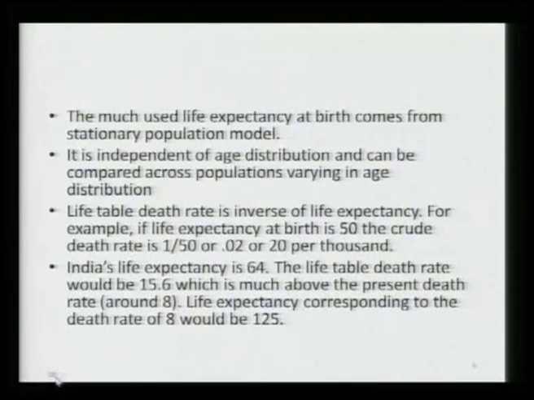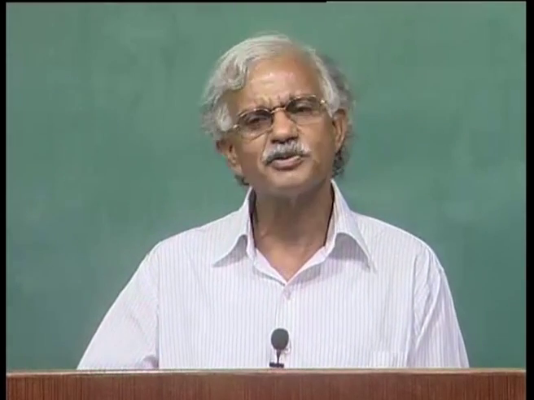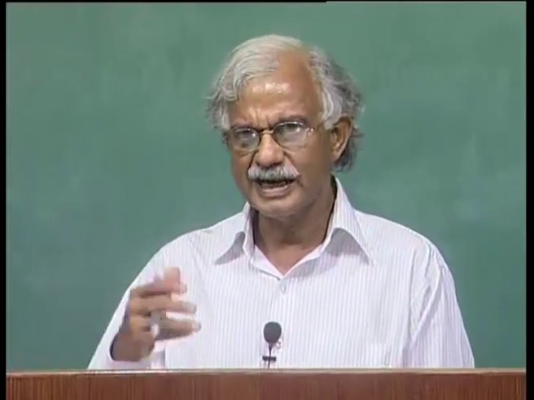The age distribution of population is itself generated by the schedule of mortality, or age specific death rates. So, life expectancy is independent of age distribution and can be compared across populations varying in age distribution. From this kind of age distribution or stationary population, you can also calculate death rate, and those death rates can be compared as much as life expectancies for different countries. There is a simple connection: the life table death rate is just the inverse of life expectancy.